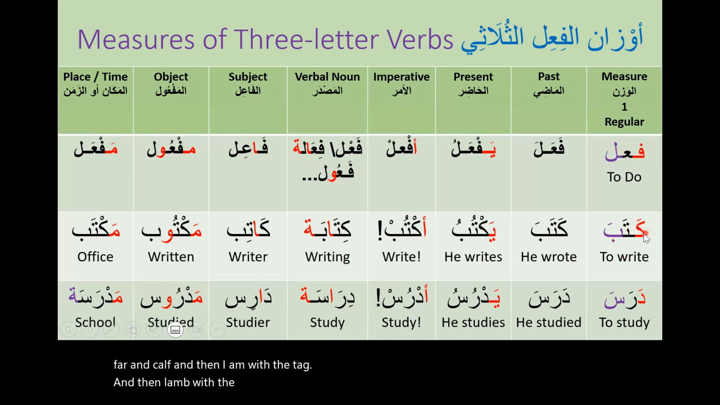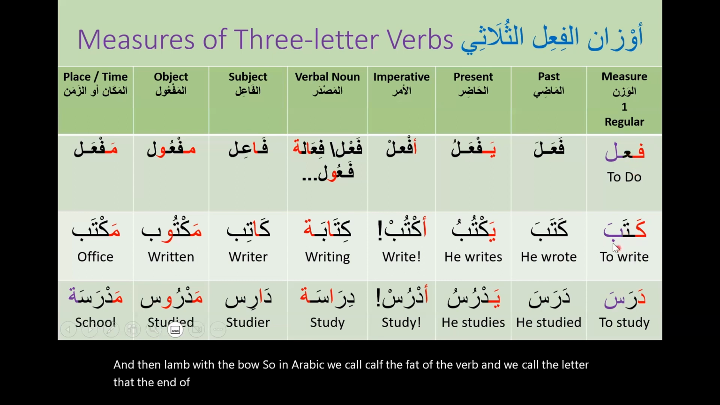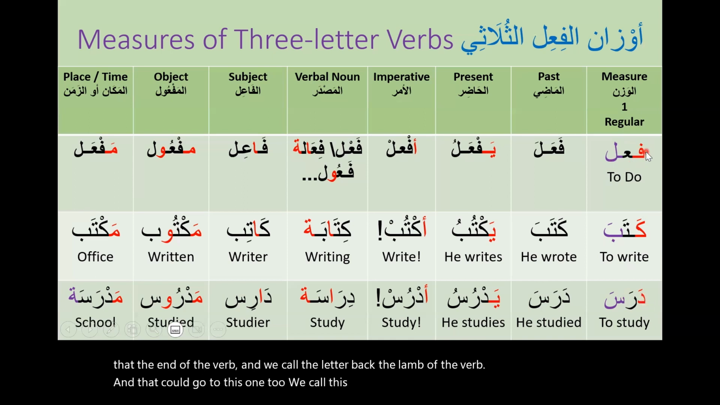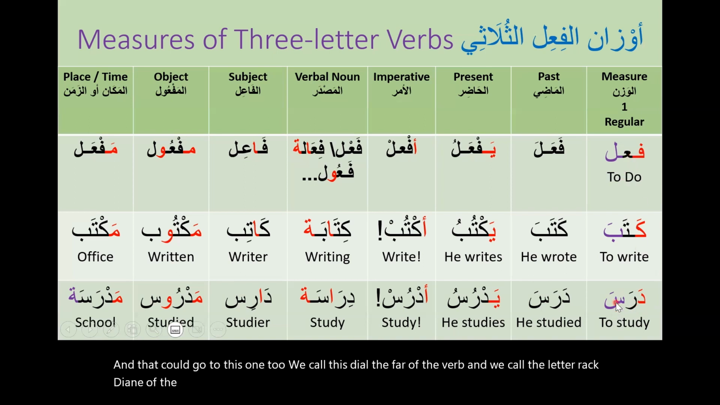So in Arabic, we call kaf the fa of the verb, and we call the letter ta the ain of the verb, and we call the letter ba the lam of the verb. And that could go to this one too. We call this dal the fa of the verb, and we call the letter ra the ain of the verb, and we call the letter sin the lam of the verb, because fa'ala is our unit of measurement.